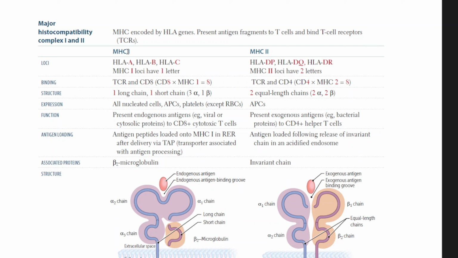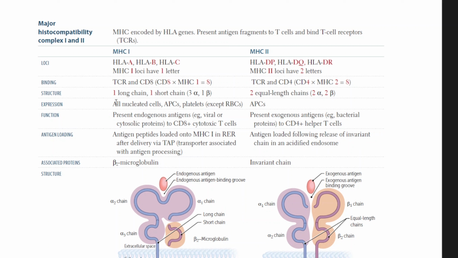So there are two groups. The major histocompatibility complex encodes HLA genes. They present antigen fragments to T cells and bind T cell receptors. So we have two groups, the major histocompatibility complex 1 and major histocompatibility complex 2. We're going to call them MHC1 and MHC2. So number 1 is expressed in all nucleated cells.